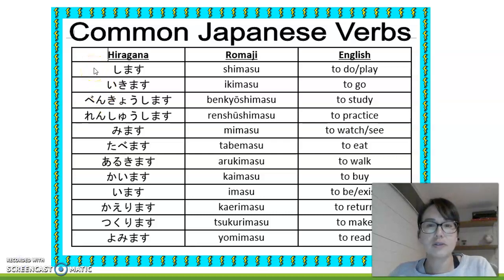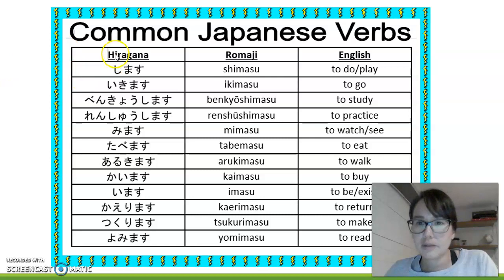I've provided a list of common Japanese verbs. Hopefully this helps with a bit of vocabulary for you and stimulates some ideas for what you could discuss. Sorry, I'm just trying to find my cursor. It disappears a bit. We have shimasu, ikimasu, benkyou shimasu, renshu shimasu, mimasu, tabemasu, arukimasu, kaimasu, imasu, kairimasu, tsukurimasu, and yomimasu.